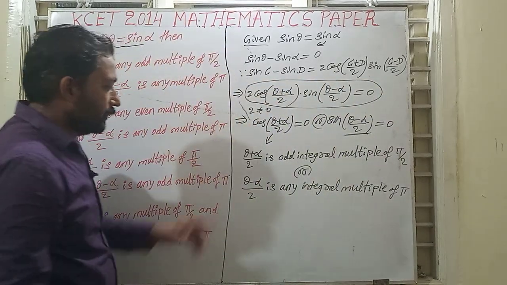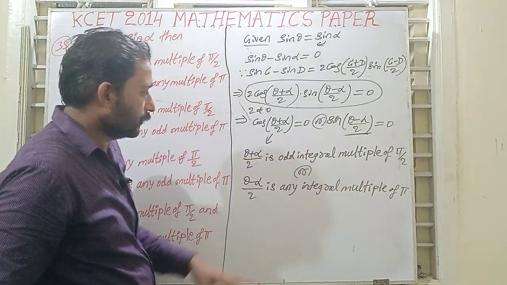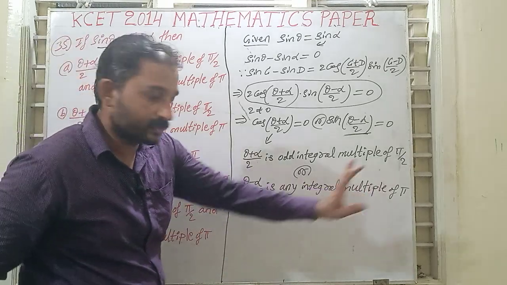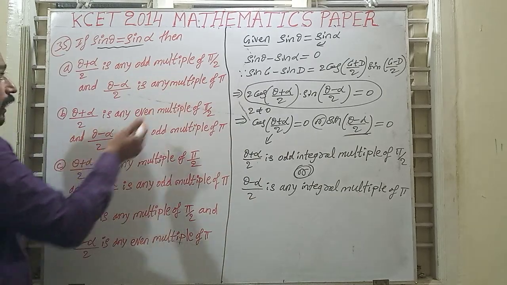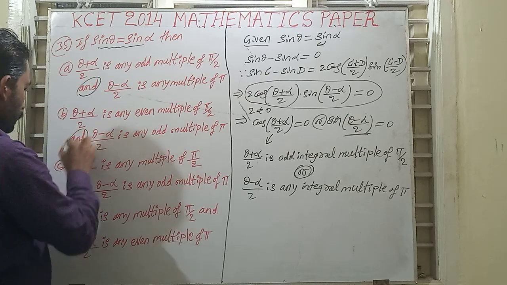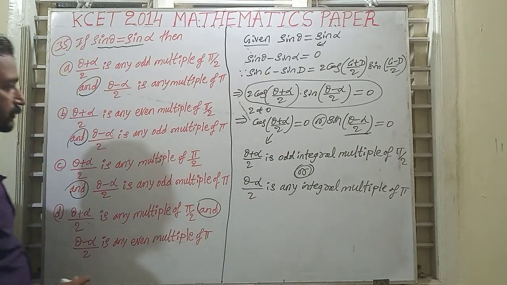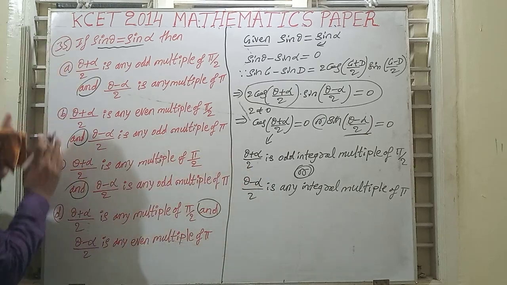So the answer is (theta plus alpha) by 2 is an odd integral multiple of pi by 2, or (theta minus alpha) by 2 is any integral multiple of pi. So here 'or' is there in one option. In this case 'or' is not there, and 'and' is there. So none of the options match this answer, so these are wrong options.